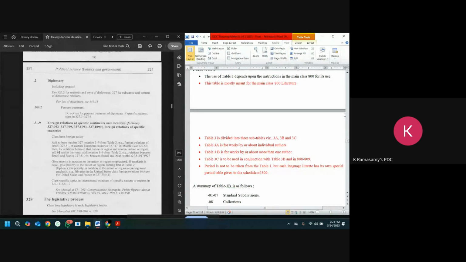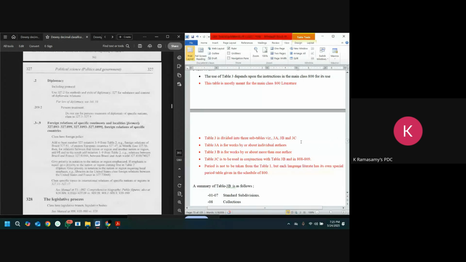And table 3C should be used only when there is an instruction in table 3B to use it. Only in that way you have to use it. Otherwise, if there is an instruction at 808 or 809, you can use table 3C. Otherwise, table 3C should not be used.